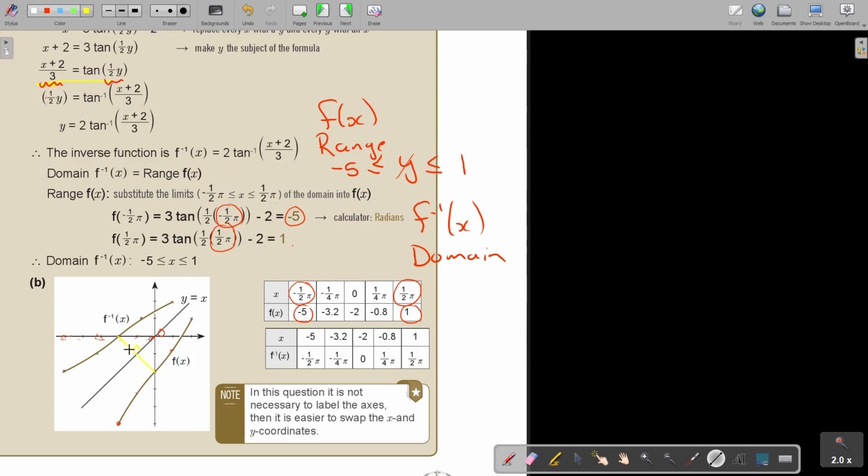Okay. But still you can plot it. So this is going to be negative 2 and 0. And then this one is going to be negative 0.8 and a quarter. And this one is going to be 1 and that half. And then you must label that. That's very important. And there you make the sketch.